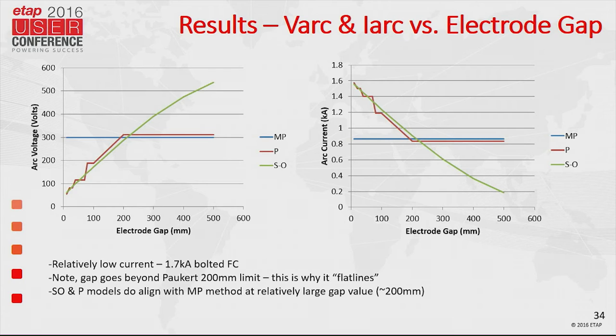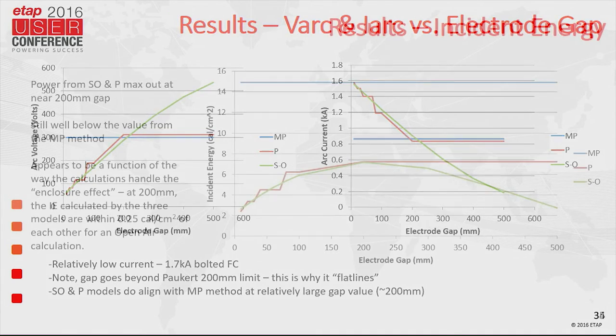Notice what happens when we get to that 200 millimeter point. All the values from the three models are pretty much the same. There is a point where we have converged. Three models are giving us the same value. So if we plugged 200 millimeters into our calculation instead of 25, would we get incident energy levels that matched from the three calculation models? Turns out you don't.